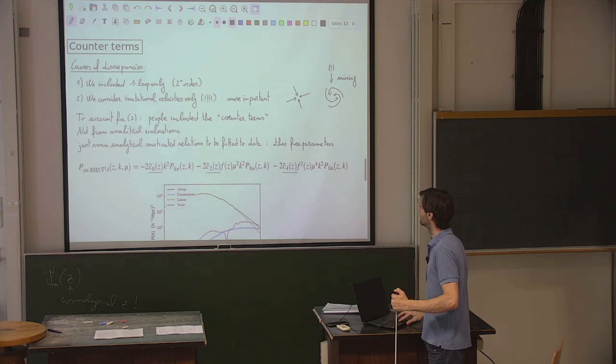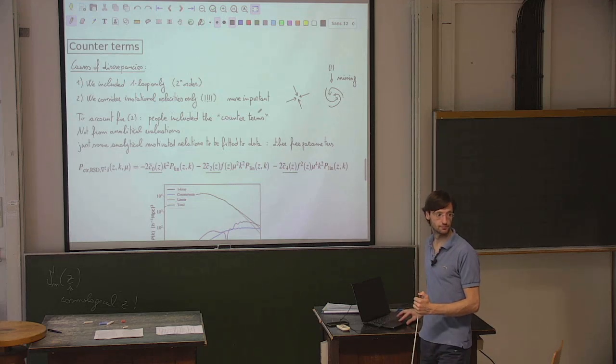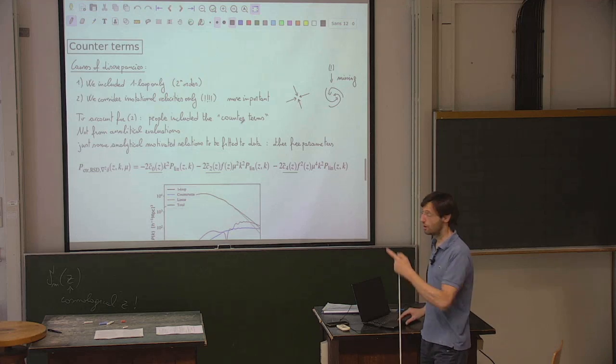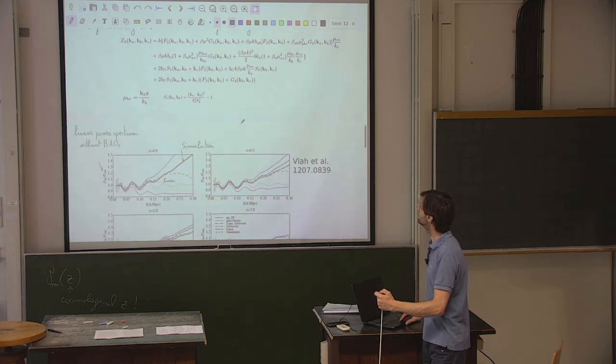They are called counter terms. Don't ask me why they are called like that, I don't know. But the ones that are related to this sort of motions are called counter terms. When we include the guys, that's what we get.